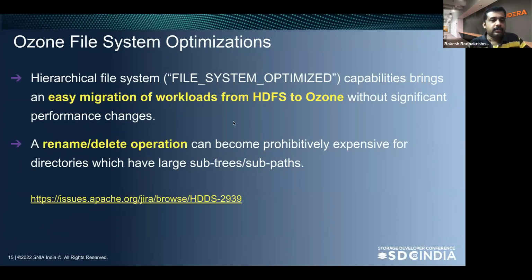Now we'll see about the Ozone file system optimizations. We'll look at the file system optimized capabilities. It helps to provide an easy migration of workloads from HDFS to Ozone without any significant performance degradation. How we achieved this is through the rename and delete operations, which, irrespective of the underlying subtrees or subpaths, however big they are, complete the operation in order of one complexity.